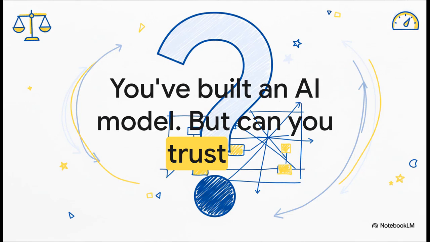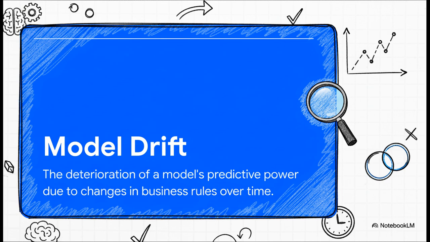Picture this. You spent weeks, maybe even months, building this incredible AI model. It's finally up and running. But how do you really know if it's any good? More importantly, how do you make sure it stays good over time? Well, one of the biggest hurdles you're going to face is this thing called model drift.